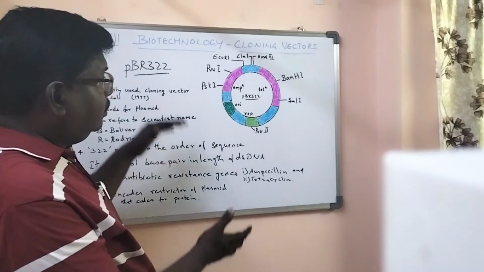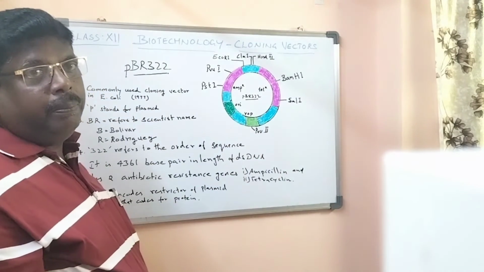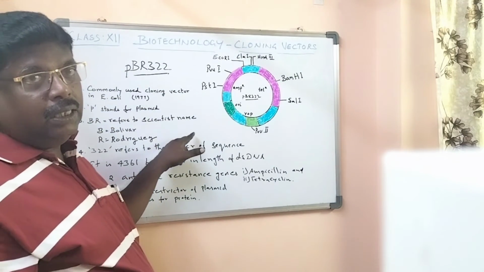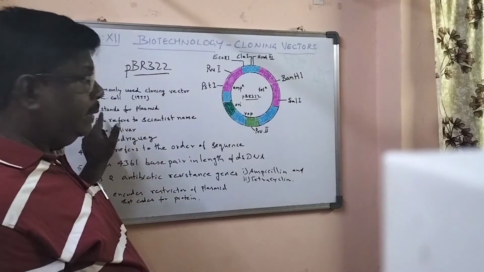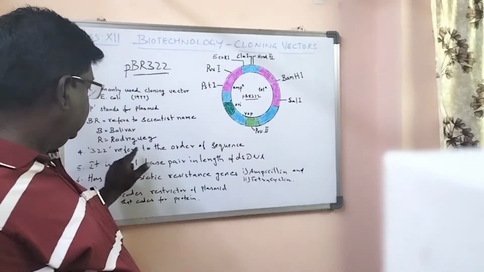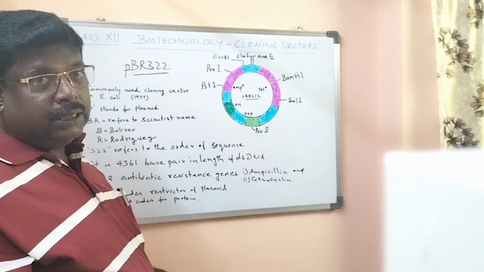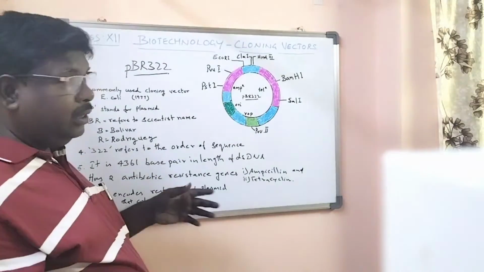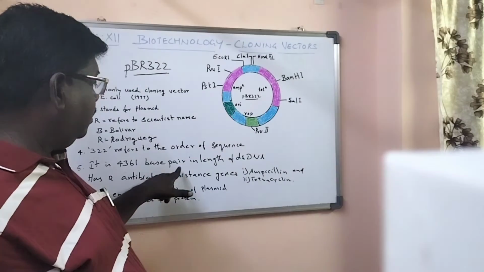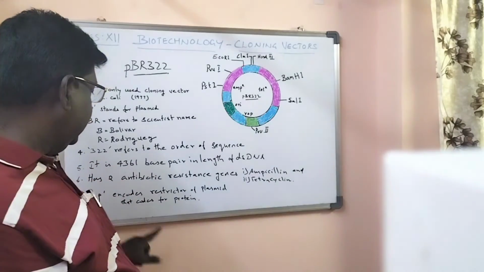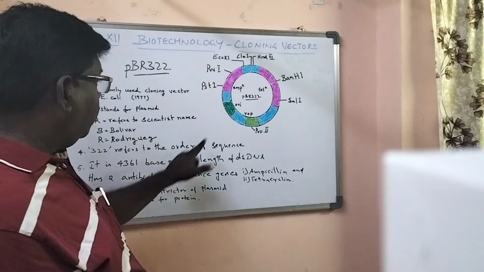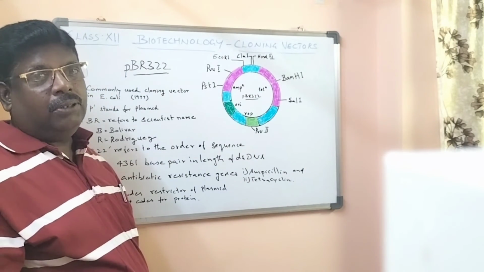So this is the description of pBR322. It is a commonly used cloning vector, first found in the year 1977. P stands for plasmid, BR stands for the scientists' names, Bolivar and Rodriguez. 322 refers to the order of sequence in which it has been derived. The length of the DNA is 4361 base pairs of double-stranded DNA. It has two antibiotic resistance genes, ampicillin and tetracycline, and ROP codes for a protein.